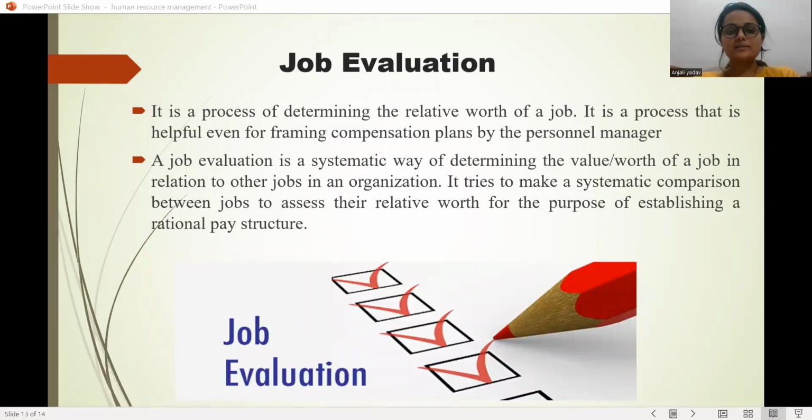So job analysis includes three components: job description, job specification, and job evaluation, which is required for the process of recruitment and hiring the most desirable candidate for the organization.